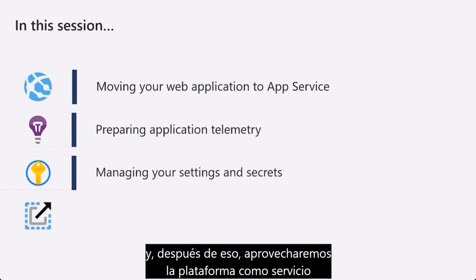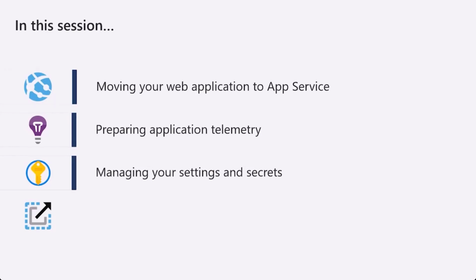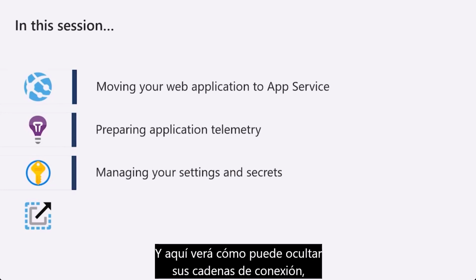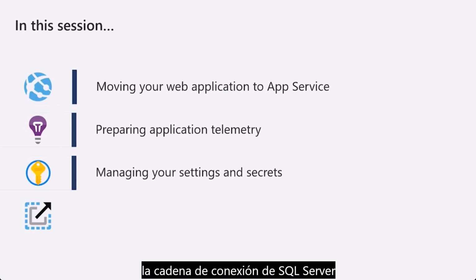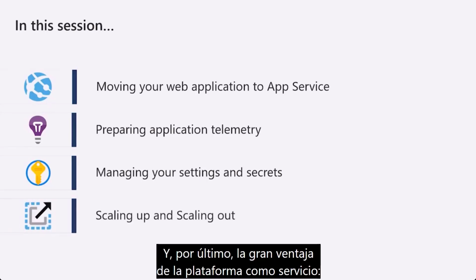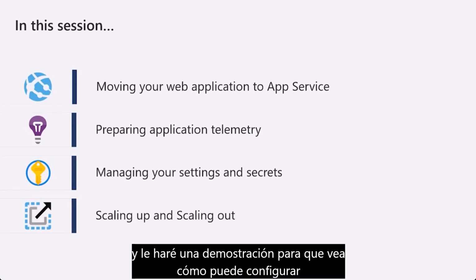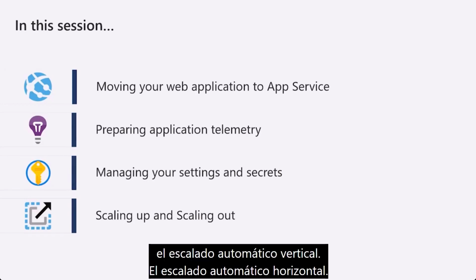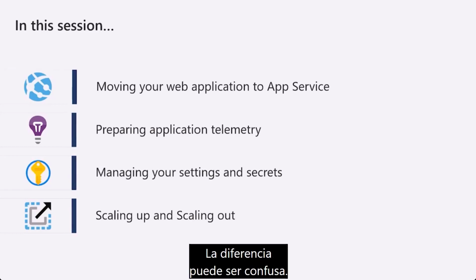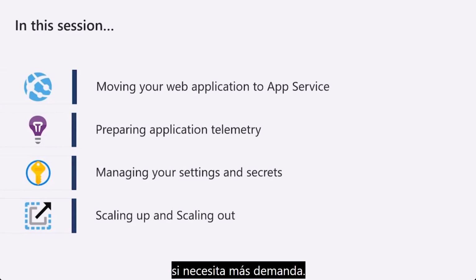And then after that, we'll take advantage of platform as a service, and we'll use another service called Azure Key Vault to manage settings and secrets. And here you will see how you can hide your connection string, the SQL Server connection string, into a more secure place, and we'll understand why you want to do that. And finally, another big advantage of platform as a service, scaling up and scaling out. We'll understand the difference between both, and I'll show you a demo showing how you can configure automated scale out. You see that the difference can be confusing. Scaling out meaning that we are going to give you more servers if you need more demand.